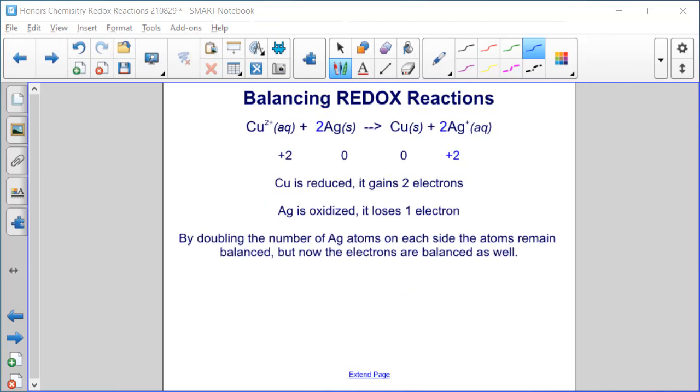All right, so here's how we approach this. If silver loses 1 electron only, but copper is gaining 2, we can simply double the number of silver atoms on each side in order to double the number of electrons lost. So then we can balance out not just the atoms, we've got 2 silver atoms on both sides, 1 copper on both sides, but now we also have an equal number of electrons as well. So you can see these coefficients here take care of that charge imbalance because now I have 2 + 1 ions.